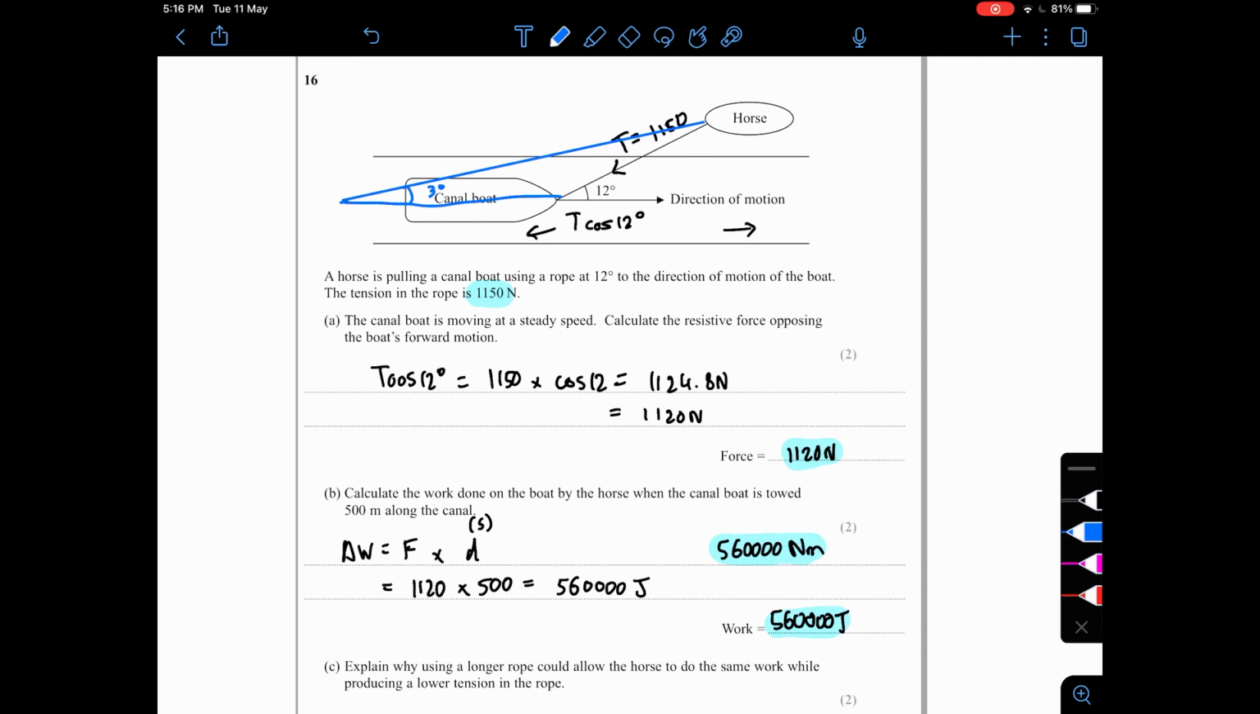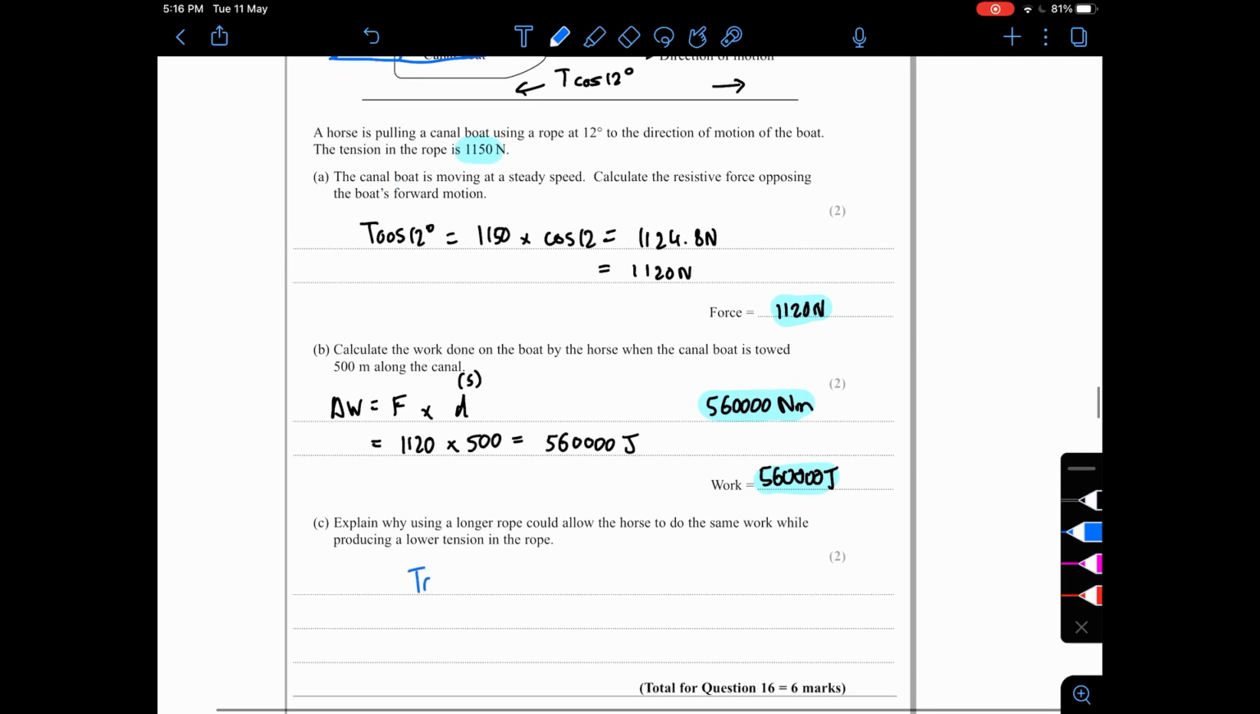Why is that important? Because T cos theta is what we want. T cos theta is the horizontal tension, the horizontal component that we need to find. The closer theta is to 0, the closer the horizontal component is to the actual tension. So if theta decreases, then cos theta is closer to 1. So we do not have to apply as much tension.